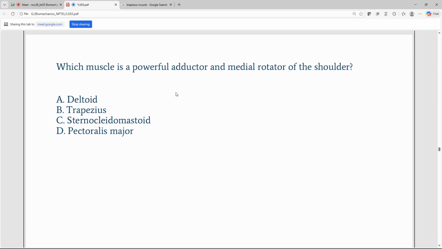Next question, which muscle is a powerful adductor and medial rotator of the shoulder? We have already discussed abductors. So the question is, which muscle is the powerful adductor and medial rotator of the shoulder? Options are deltoid, trapezius, sternocleidomastoid, and option D, pectoralis major.